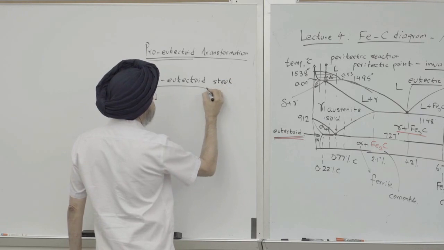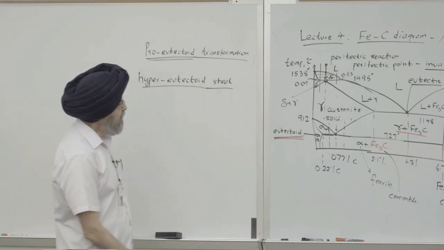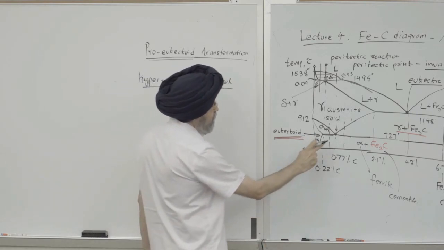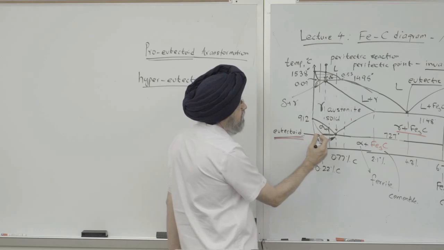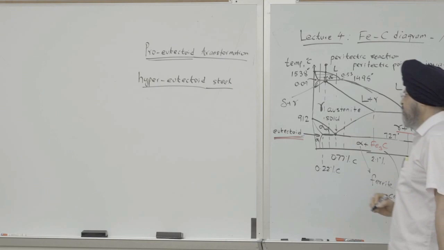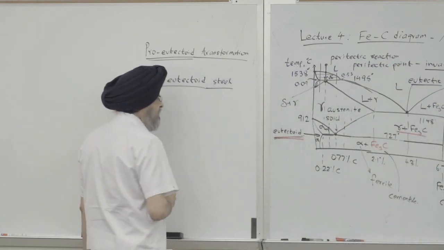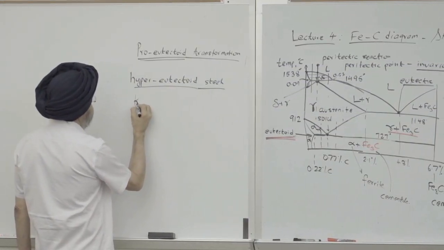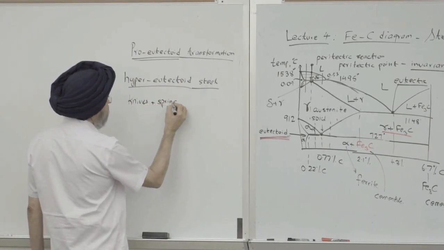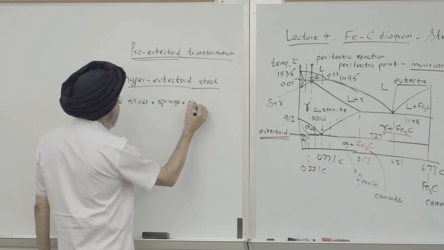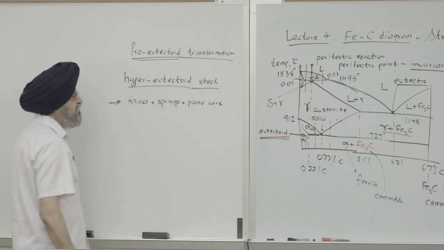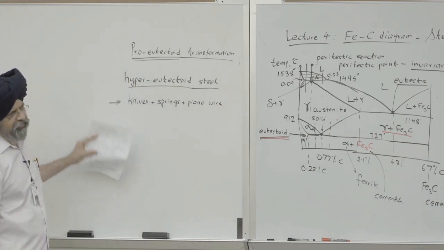So hypereutectoid steel is not that common. Remember I said most steel is from 0.2 to 0.3% carbon, and the eutectoid is at 0.77. So most steel is hypoeutectoid, like 99.9%. Only if you have to deal with knives and springs, which are very hard, or piano wire, which is very strong, for those few examples, you would use hypereutectoid steel.